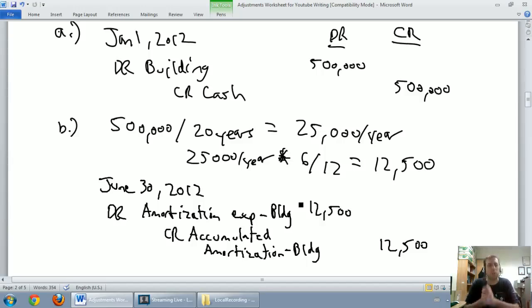Every single adjusting journal entry for amortization needs to look this way. Debit amortization expense, credit accumulated amortization. Again, if your text calls it depreciation, you'll say debit depreciation expense, credit accumulated depreciation. That's fine as well. So here we are. We've done our journal entry. We've done our adjustment beautifully, and we're basically done.